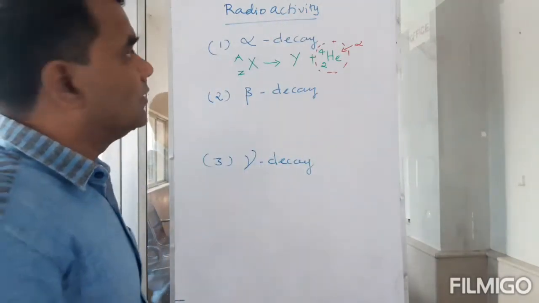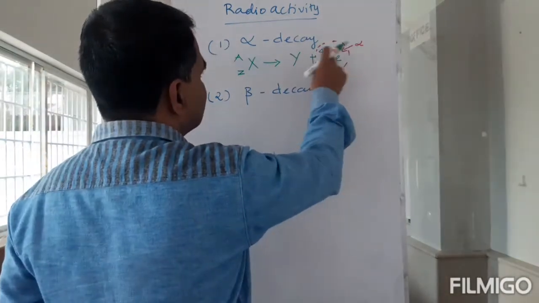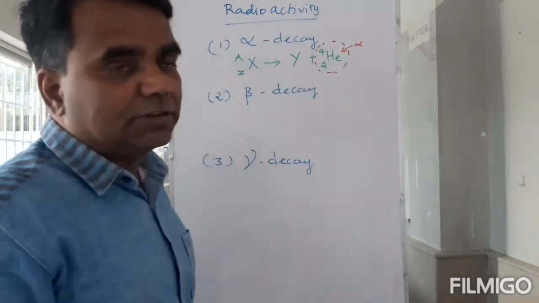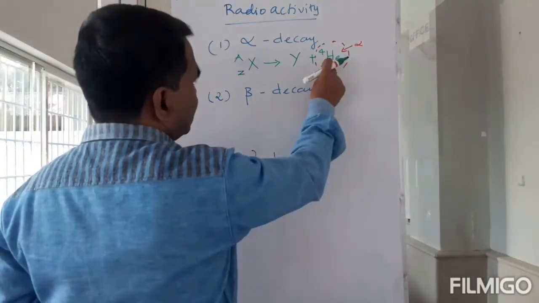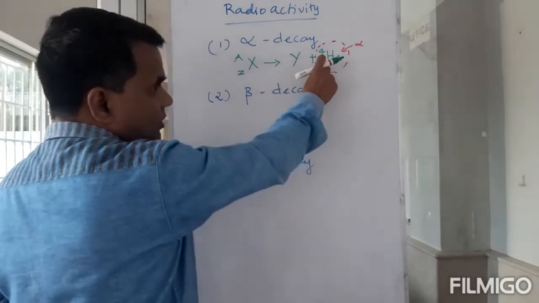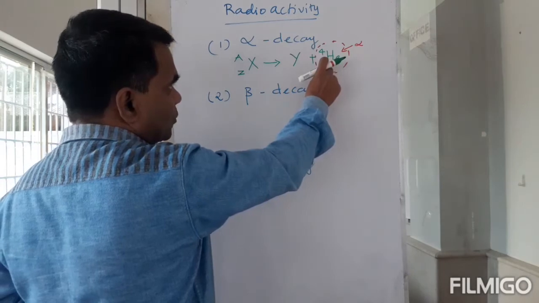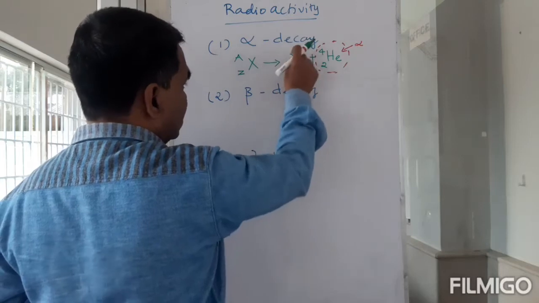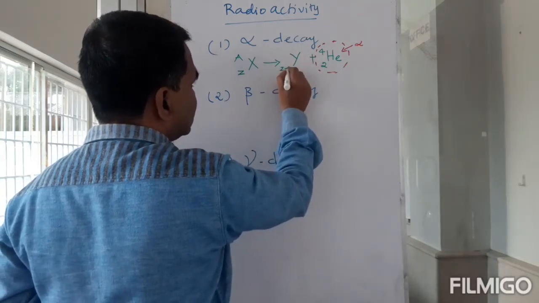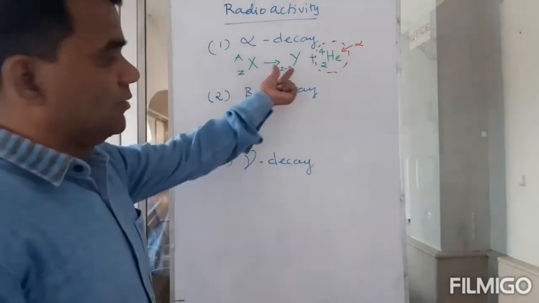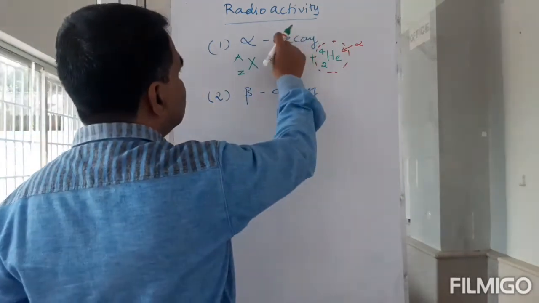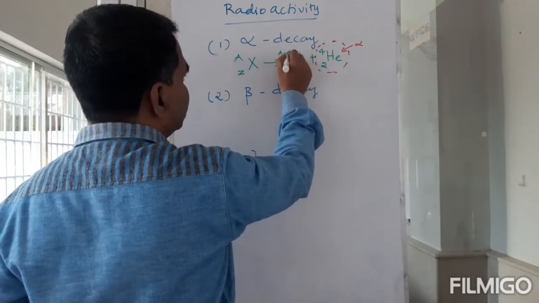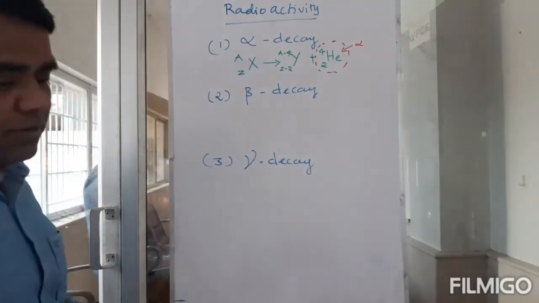Now that you've got this, what would be the mass number and the atomic number of the daughter nucleus? You lost two here, so two protons are gone. So the atomic number of Y will be Z minus 2. That is the atomic number. And the mass number of Y will be A minus 4. So we will get a new material. Okay.